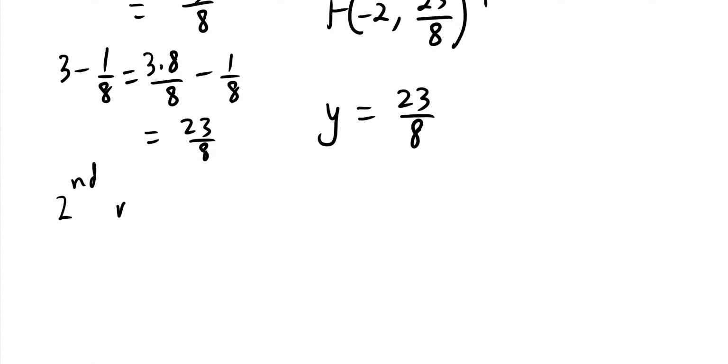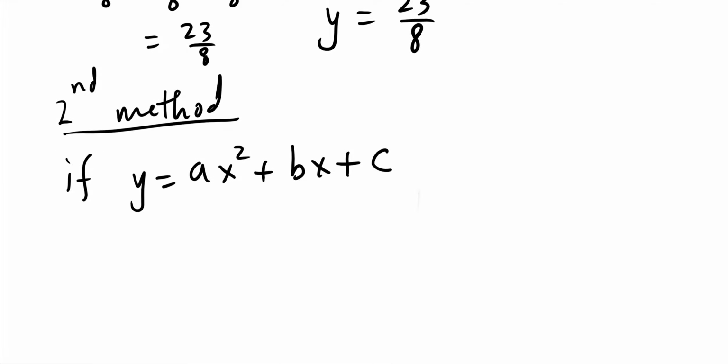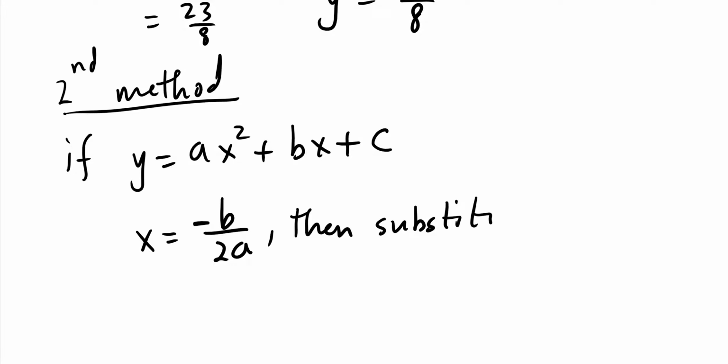So now let's look at the second method, or method 2. In general, if we have any parabola given in the form ax squared plus bx plus c, then the coordinates of the vertex, how you find them, it's always going to be x equals negative b over 2a. This actually came from also completing the square. So from a, b, and c, you can find x. Then substitute to find its corresponding y value.